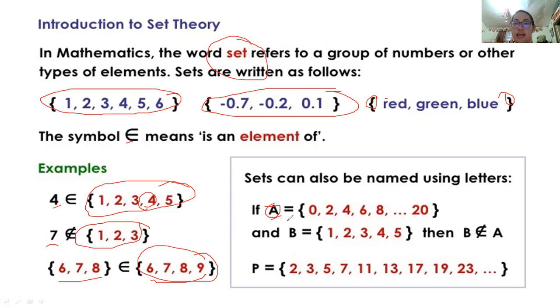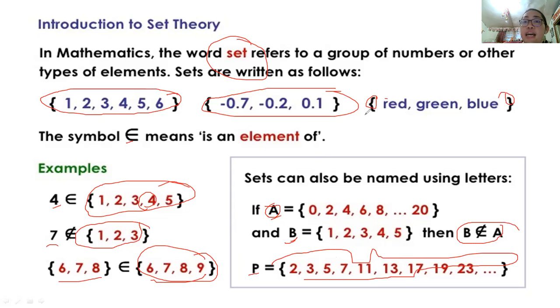So that is set A. This one is set B: 1, 2, 3, 4, 5. Then we can say that B is not a subset of A because you cannot find any elements of this given set in A. And of course, for P, we have 2, 3, 5, 7, 11, 13, 17, 19, 23, because this is a universal set. So this is how we define a universal set. Perhaps I have a separate video on the universal set.